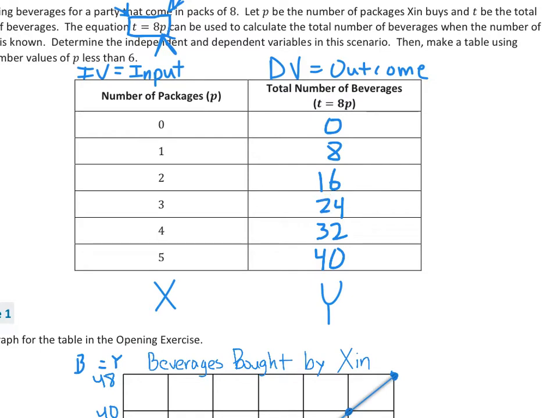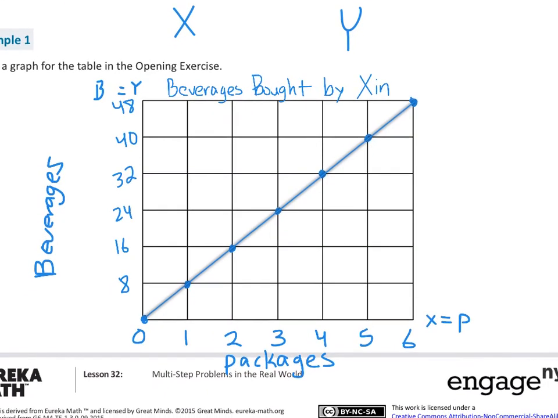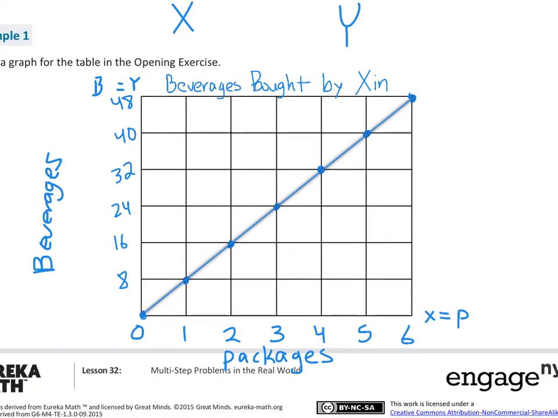So we're going to do whatever we need to do with our independent variable, times 8 in this case, and we're going to get out our dependent variable. And so looking at it left to right, we usually just make our independent variable our X line in our coordinate grid or in our graph. And the second part, the dependent variable, becomes our Y. And if you look down at the graph, all right, you can see that my X line, the horizontal line, I said was packages, which is our independent variable.